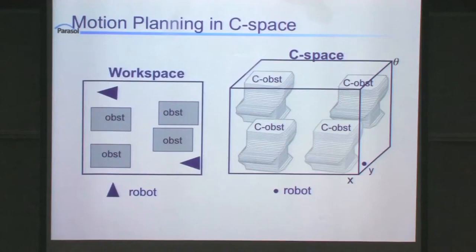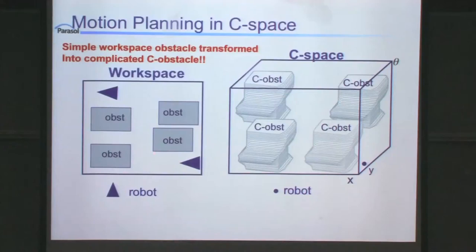So here's a simple example to show the correspondence between planning in the workspace and planning in configuration space. Here I have this simple 2D place. My robot is a triangle, and I want to go from this configuration to that configuration. These are obstacles. The first thing to note is that unfortunately, these nice simple obstacles in the workspace got translated into some pretty nasty obstacles in the configuration space.